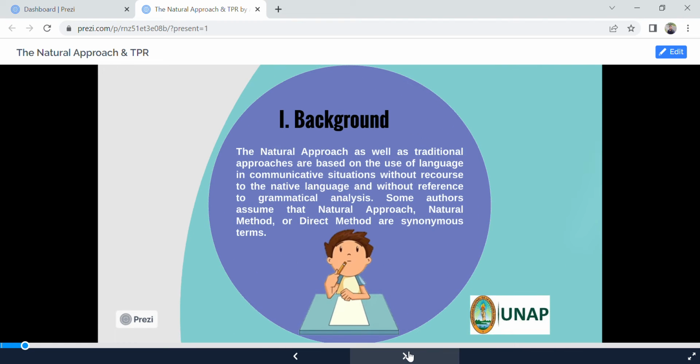Regarding the background, so what is the natural approach? The natural approach, as well as traditional approaches, are based on the use of language in communicative situations without recourse to the native language and without reference to grammatical analysis. Some authors assume that natural approach, natural method, or direct method are synonymous terms. Okay, so this approach has different names.